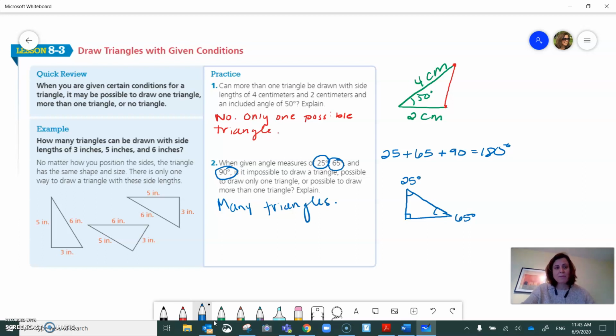Remember, don't spend too much time on 8.2 and 8.3 because it is something that as 7th grade teachers we decided to not cover this year because you'll get it again in 8th grade.